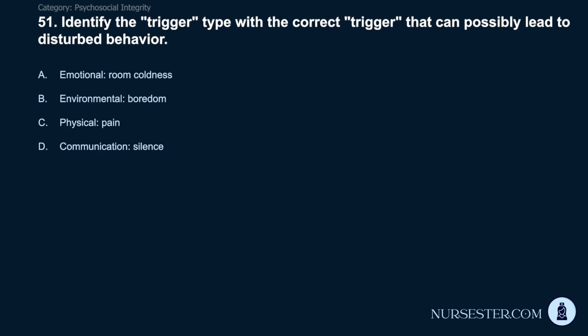51. Identify the trigger type with the correct trigger that can possibly lead to disturbed behavior.